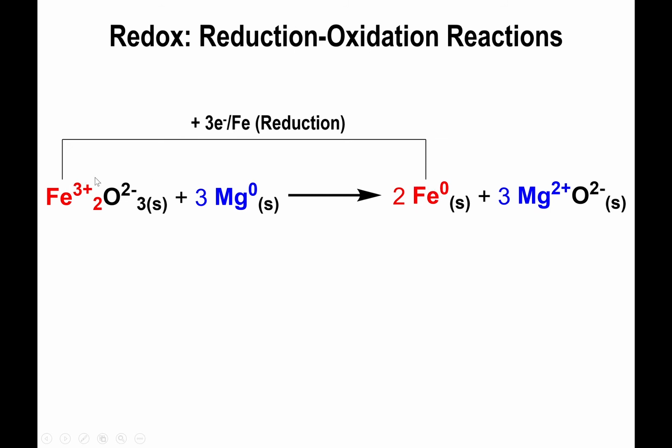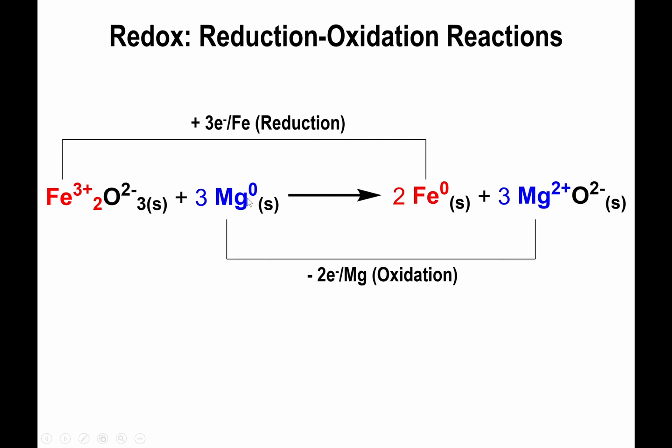If you literally subtract the charge of the reactant from the charge of the corresponding product, you have 3 minus 0, which is plus 3. And we write that as plus 3 electrons, meaning that you are acquiring 3 electrons for every iron center that you have. Anytime that you acquire electrons, we call this a reduction.